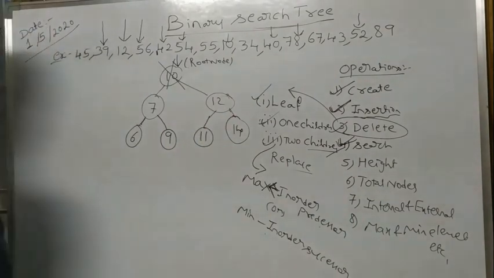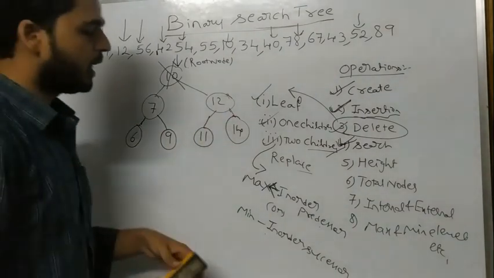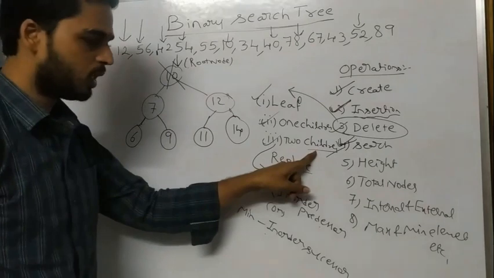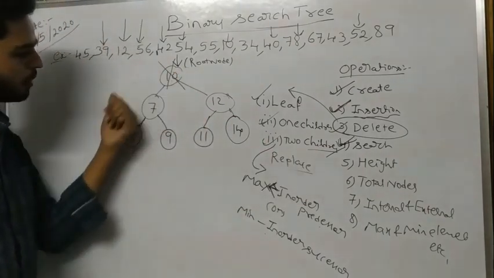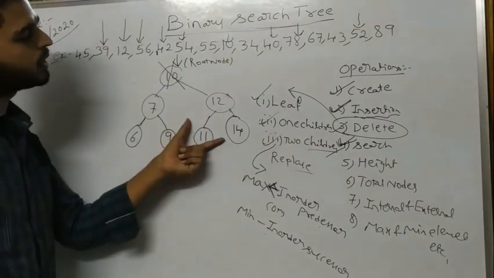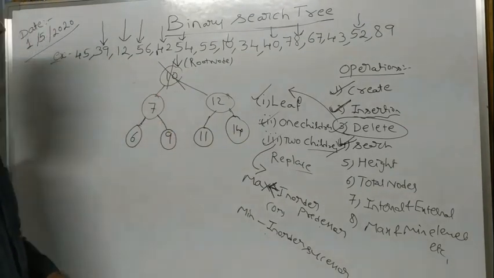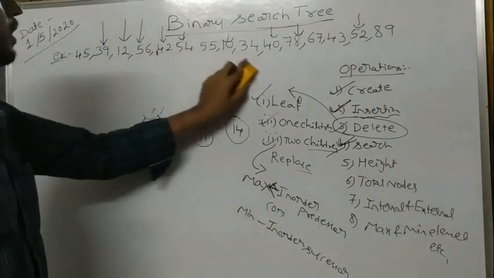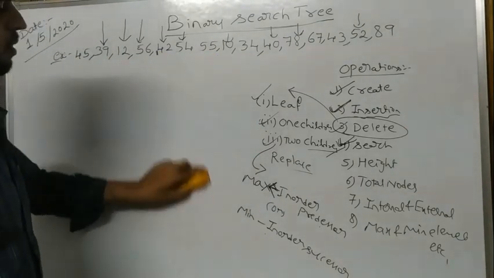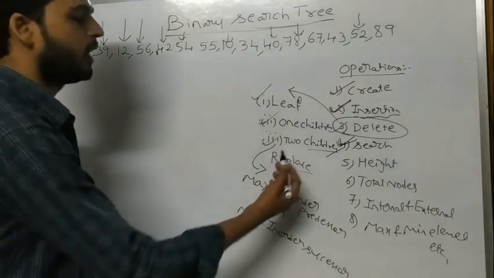So what I am saying is, if you want to delete a node which is having two children, take the maximum value from the left side or take the minimum value from the right side and replace it with the root element. That is the simple process. That's it. So this is the way you are going to delete a node having two children.